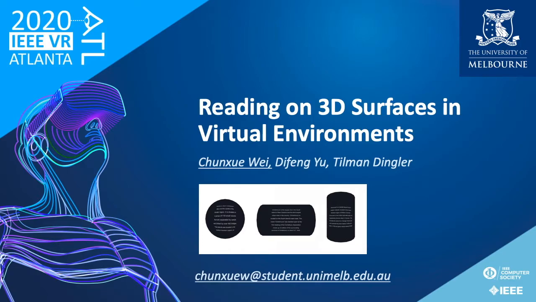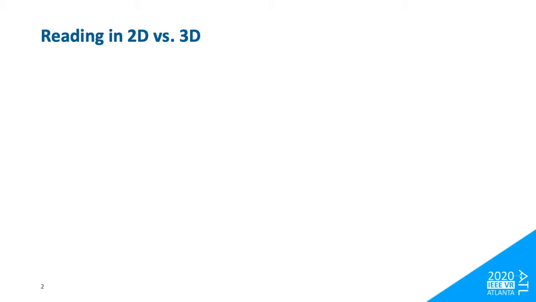I'm Chunxue. This work was my master thesis project, done at the University of Melbourne. It was supported by Difeng Yu and supervised by Tilman Dinkler. The main idea of this whole project is exploring 3D shapes as a canvas to render text in virtual reality. So, what motivates us to do that?